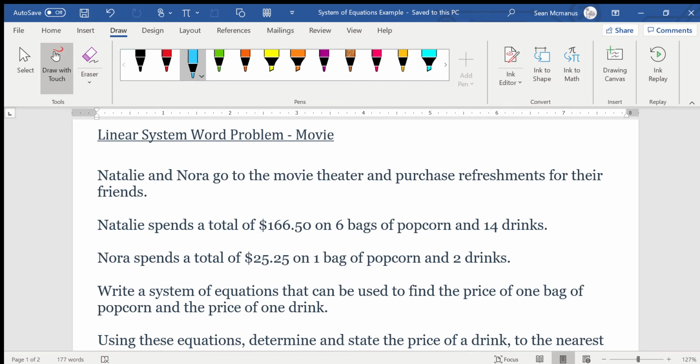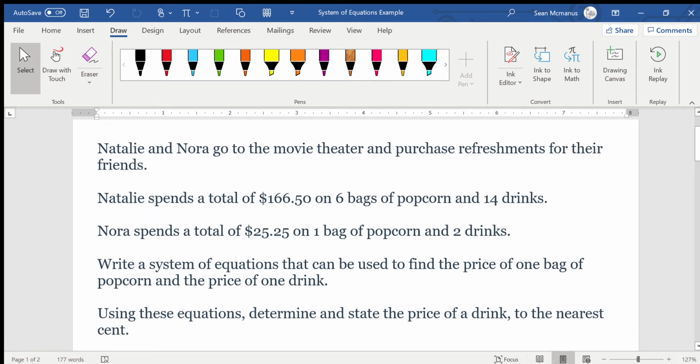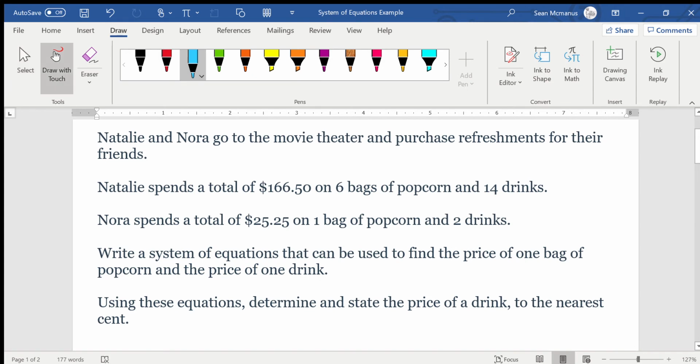Okay, linear system word problems, movie theater. There are a lot of problems that are really the same, but the numbers are different, the names are different, of our friends here going to the movies. So let's look at this. Natalie and Nora go to the movie theater and purchase refreshments for their friends. Natalie spends a total of $166.50 on 6 bags of popcorn and 14 drinks.